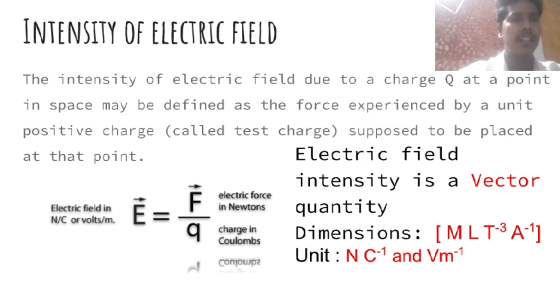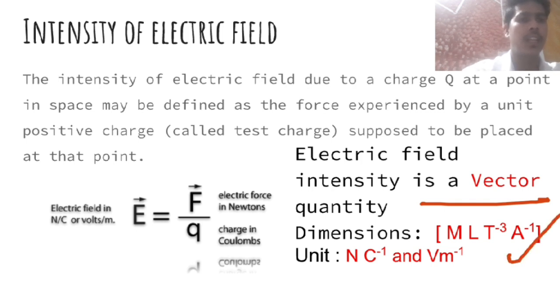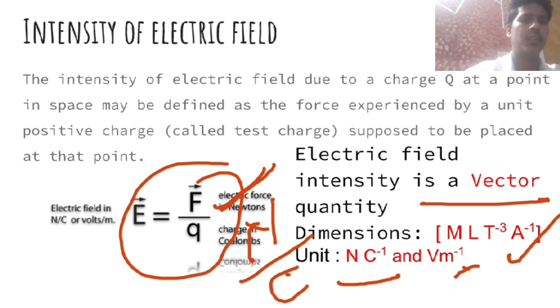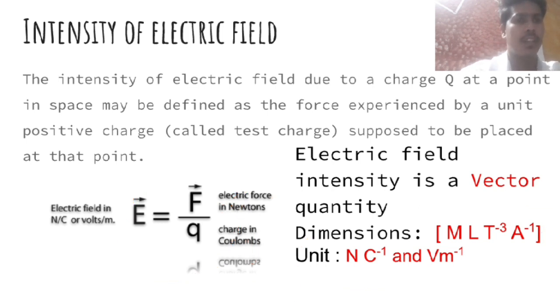Now, electric field intensity, remember this, is a vector quantity, meaning direction is associated with it. Note down the dimensional formula over here, M L T inverse Q inverse A inverse. There are two units: Newton per coulomb and volt per meter. Newton per coulomb you can see from E equals F upon Q, where force has unit Newton and charge has unit coulomb. The other unit, volt per meter, we will see later.